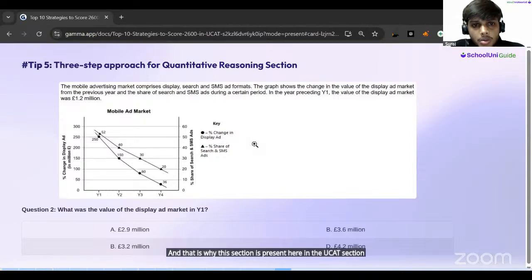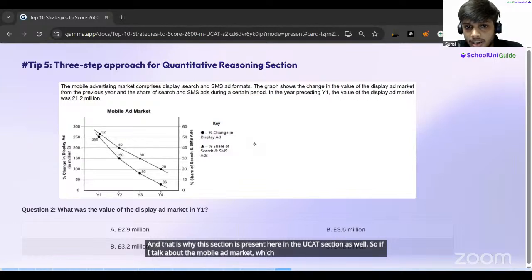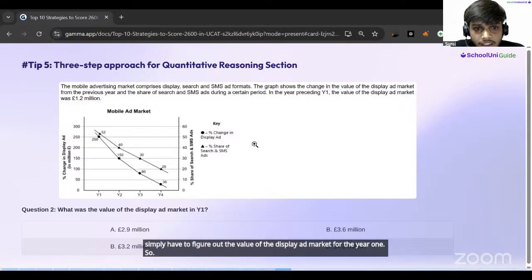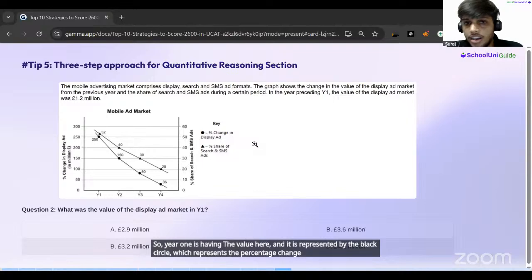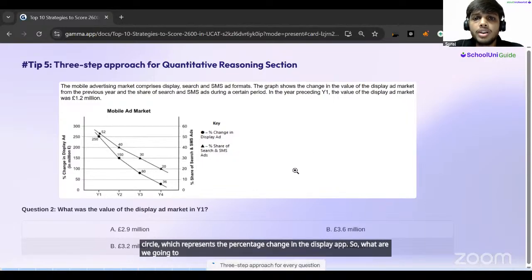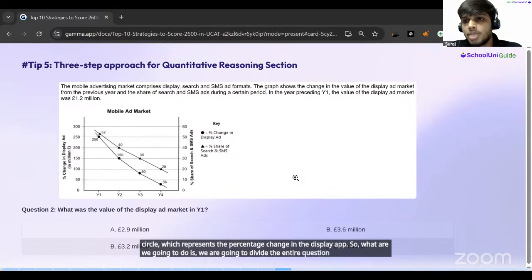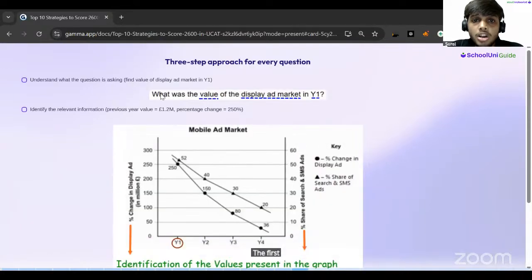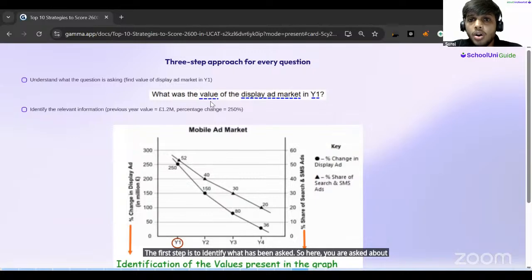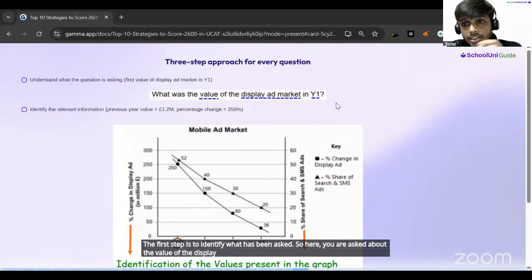So if I talk about the mobile ad market, which has been provided to you, here you simply have to figure out the value of the display ad market for year 1. Year 1 has the value here, and it is represented by the black circle, which represents the percentage change in the display ad. We are going to divide the entire question into a 3-step approach. The first step is to identify what has been asked. So here you are asked about the value of the display ad market in year 1.